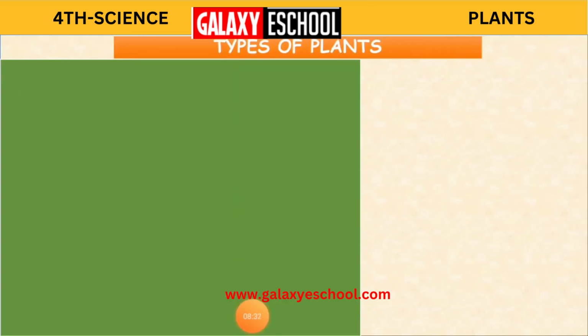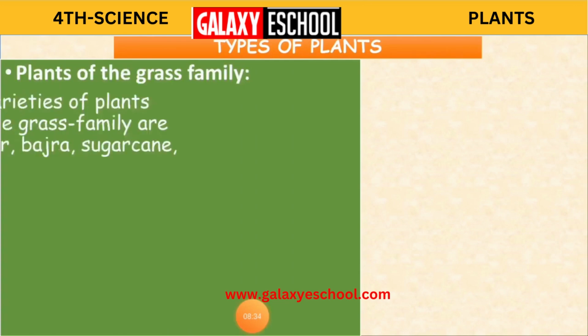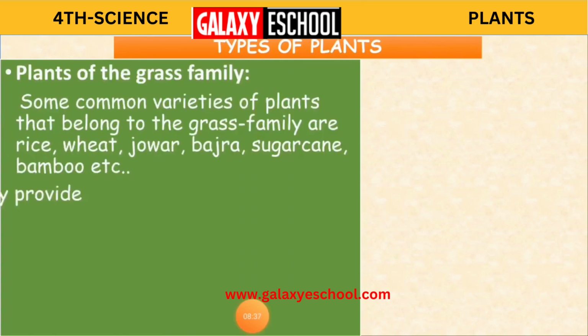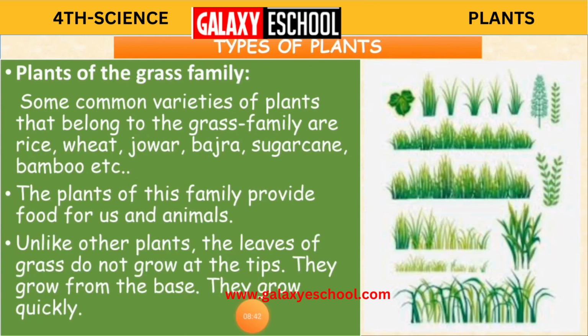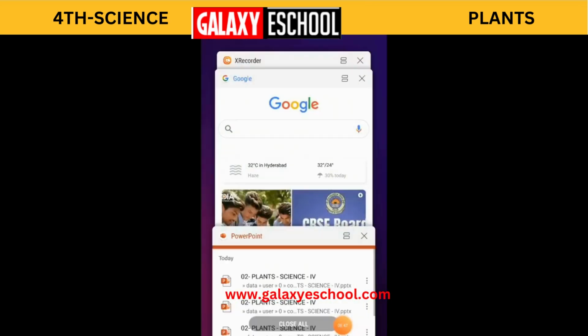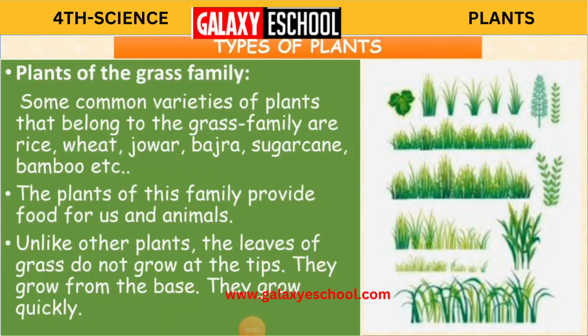These are grass family plants, plants of the grass family. Some common varieties of plants that belong to the grass family are rice, wheat, jowar, bajra, sugarcane, bamboo, etc. The plants of this family provide food for us and animals.